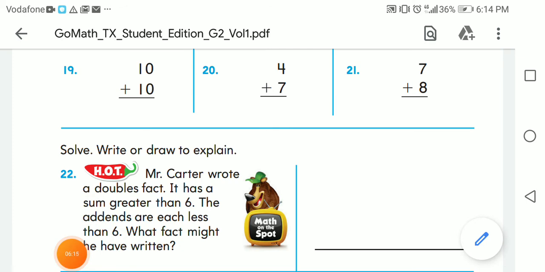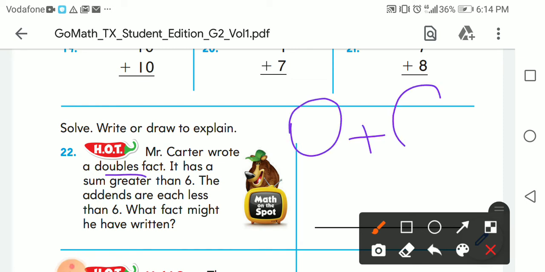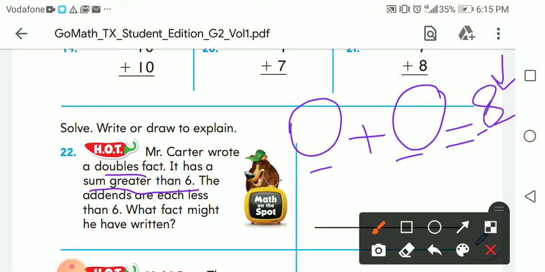So, the sum here is less than 6, the sum here 6. So, let's analyze what we are talking about. Carter has doubles. Doubles mean two numbers equal to each other, okay? Their sum is greater than 6. So, the answer here must be greater than 6. Okay, maybe 7. Does 7 equal some doubles? No. 8.